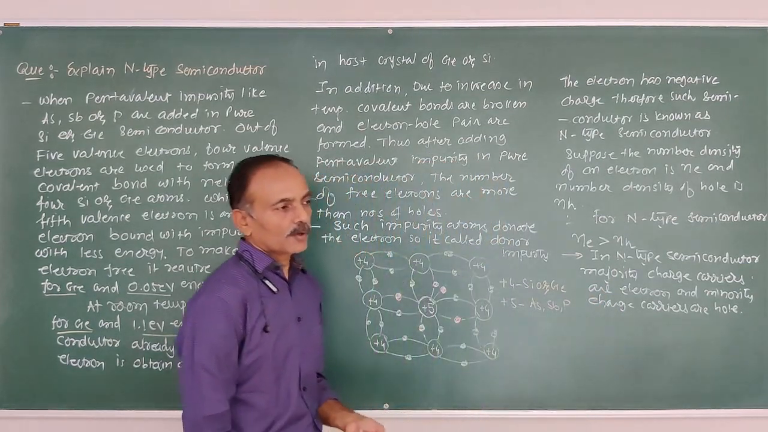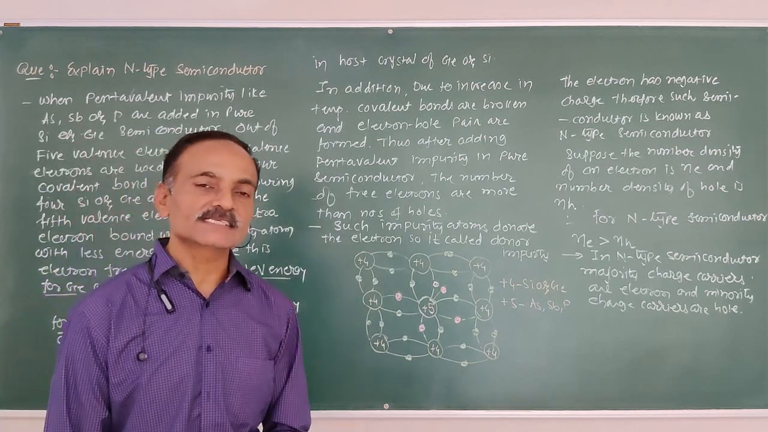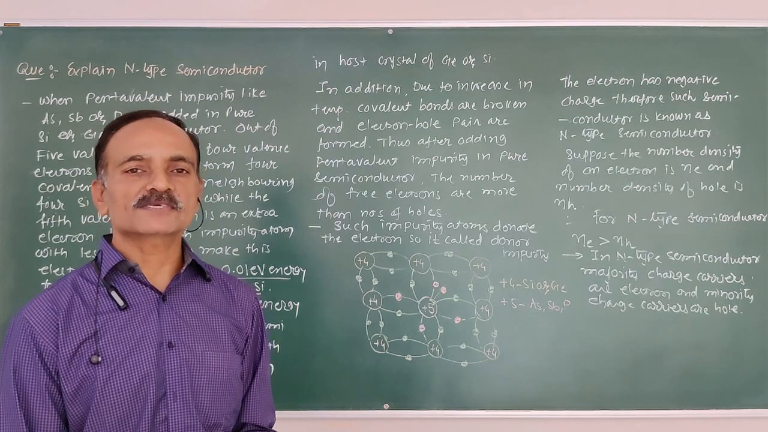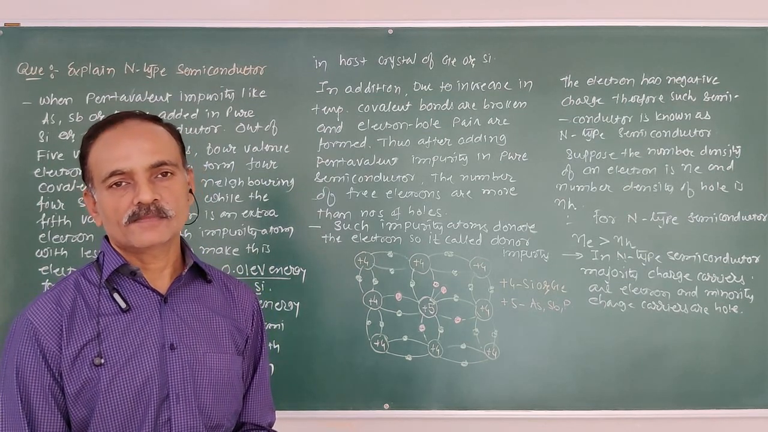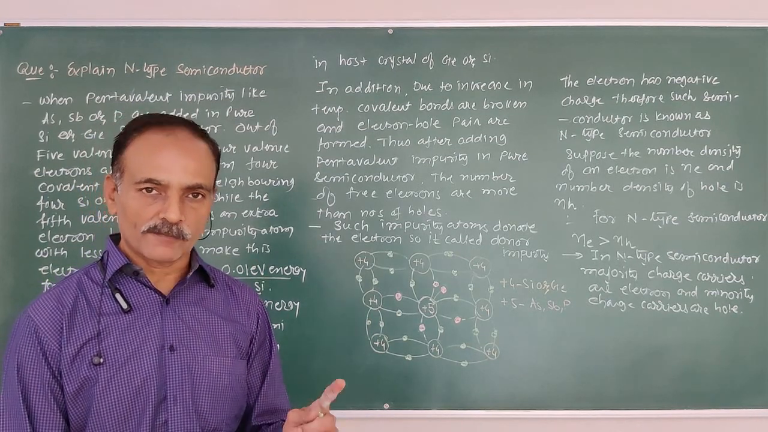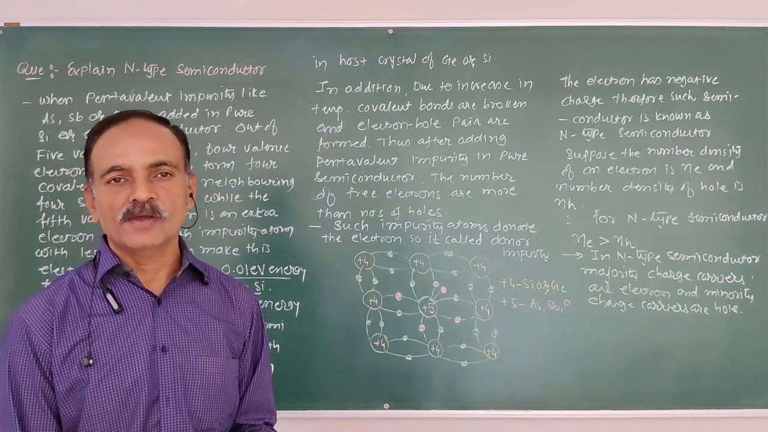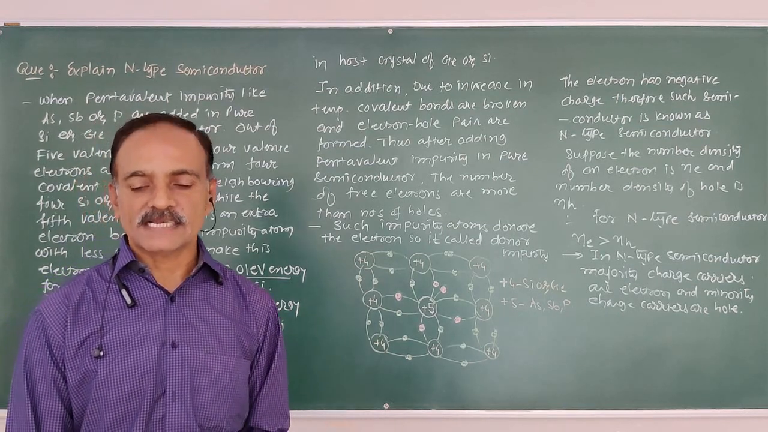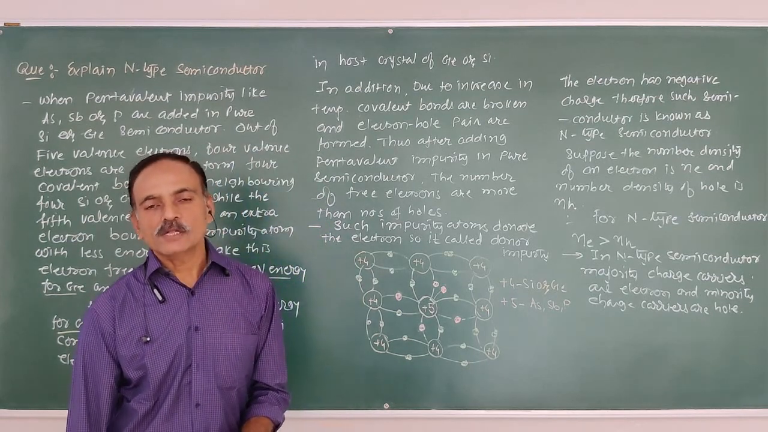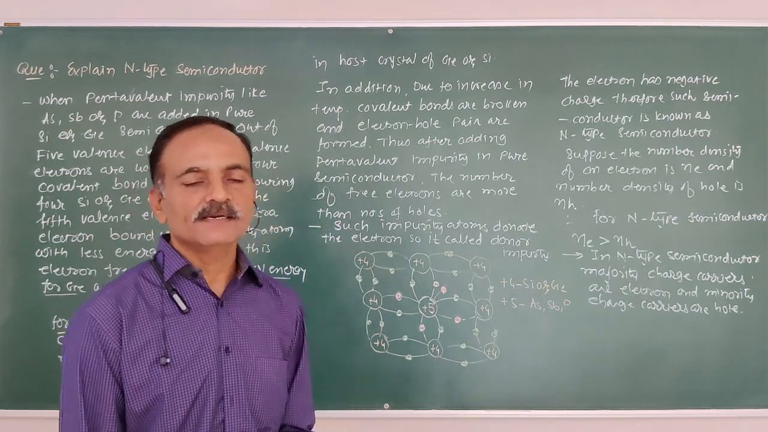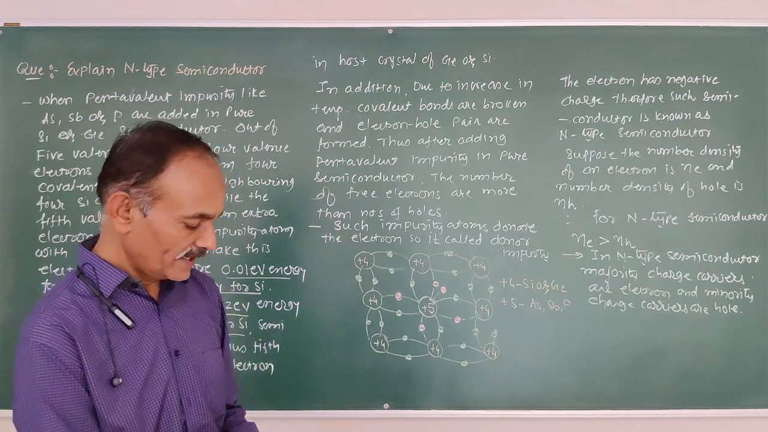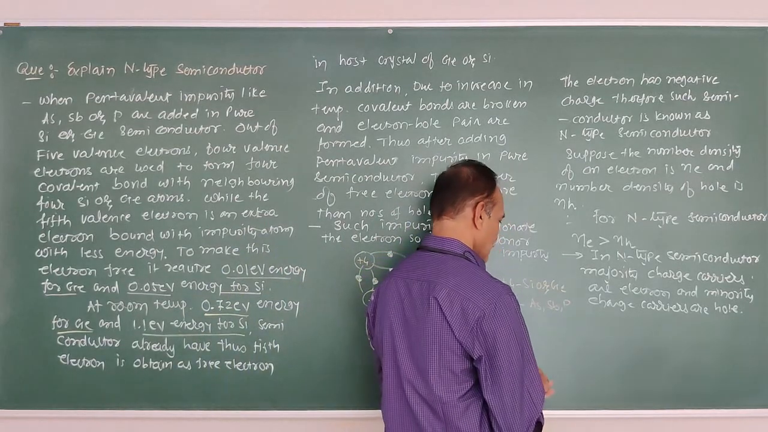Okay. Already we discussed that to obtain the extrinsic semiconductor, we have to add the impurity atom. What is the proportion of impurity atoms? For 10⁶ atoms of pure silicon or germanium, one impurity atom is added. And also in 1 mole of pure semiconductor, 10⁻¹⁷ atoms of impurities are added. That is only for our knowledge.